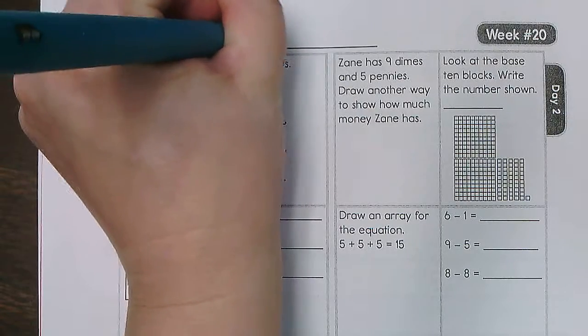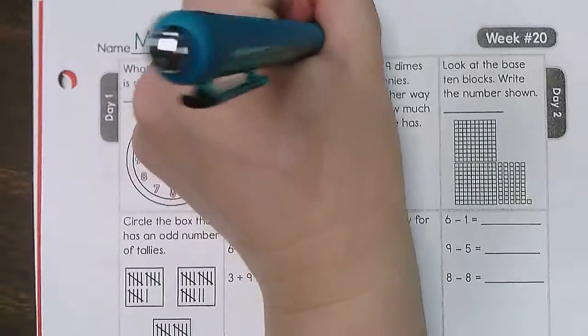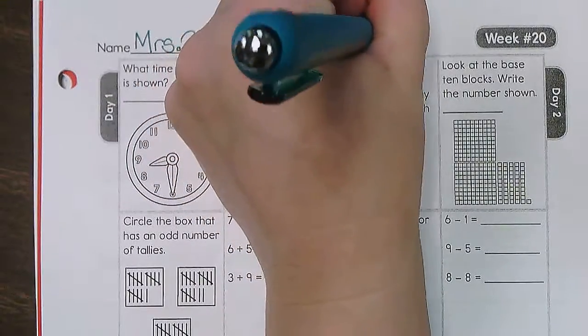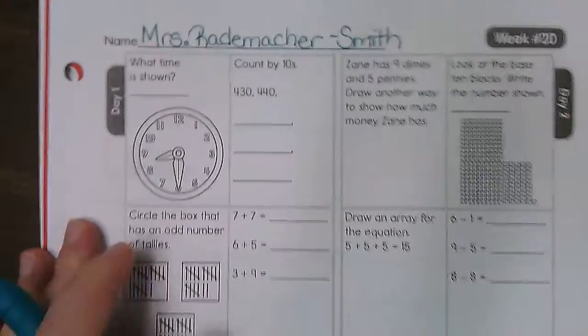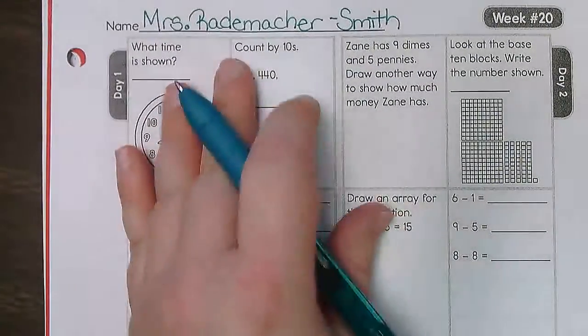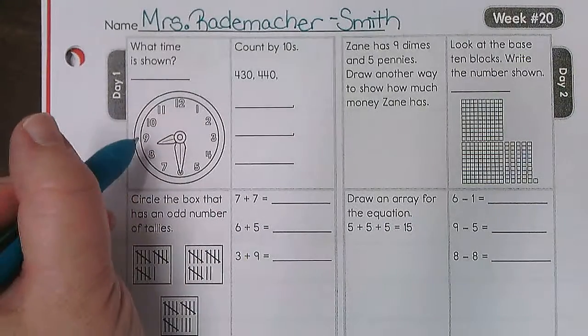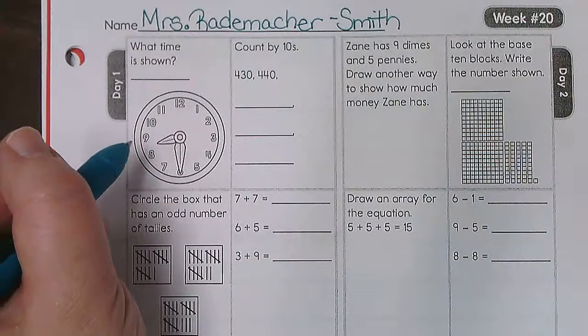In your folder, this was part of the first section. You might have it on 2 pages, a front and a back, so yours might look just a little different than mine. I like to make them bigger for you if I can so that they're easier to see. And then what we do is we do 4 of these problems each day just to get a little bit of a warm-up in. Question 1 asks us, what time is shown?